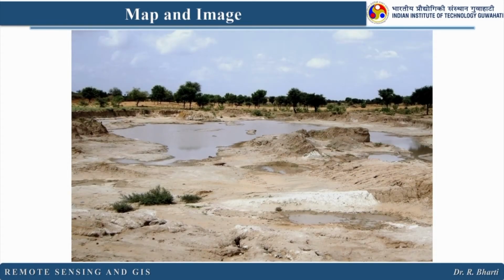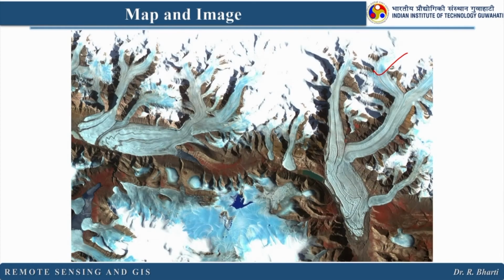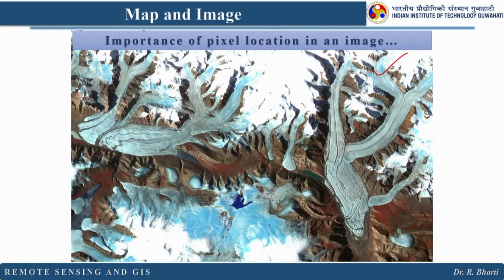There are a few examples of map and image. Let me show you first and then I will ask you a question. This is one normal image captured by a DSLR or maybe a normal camera. This is one satellite image captured from a sensor located in space, right. So here, what is the importance of pixel location? Now you can correlate with my logic.